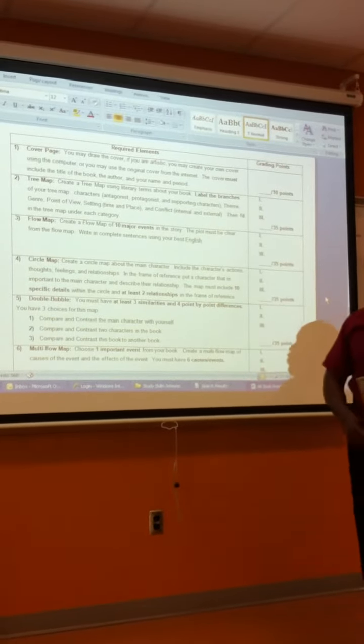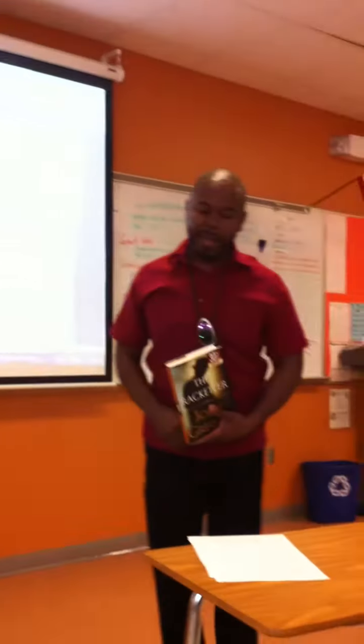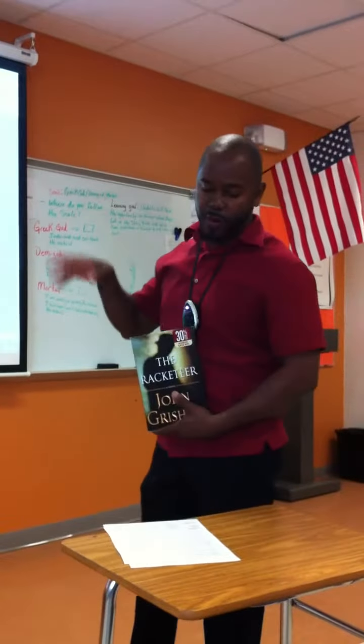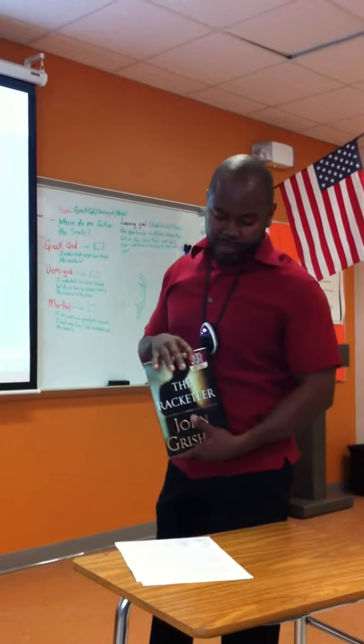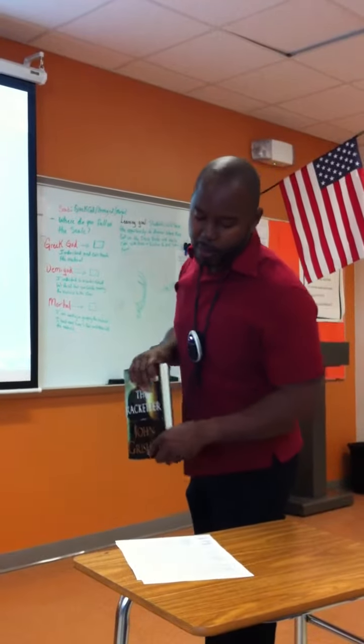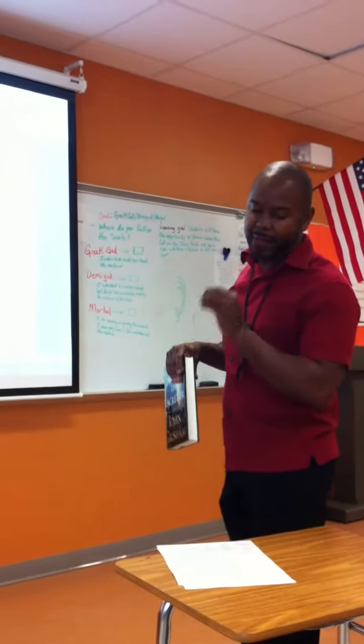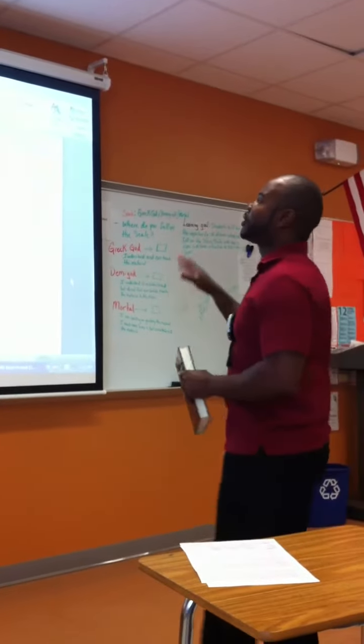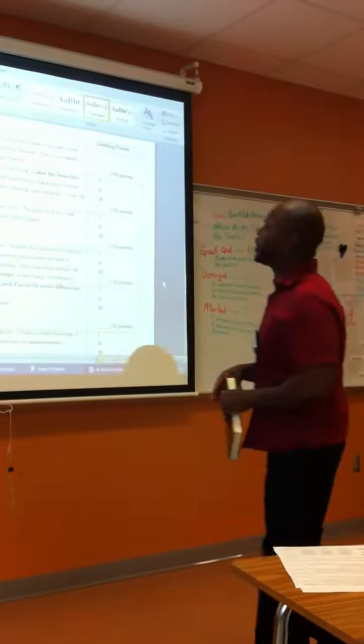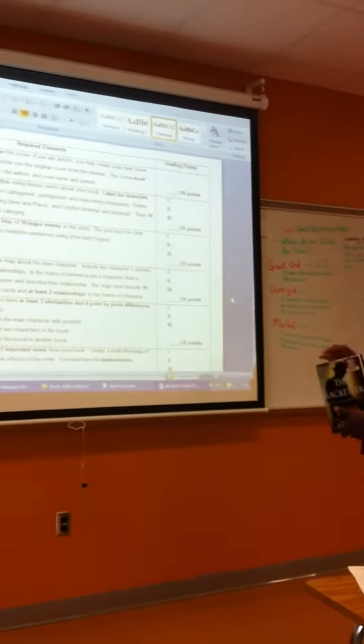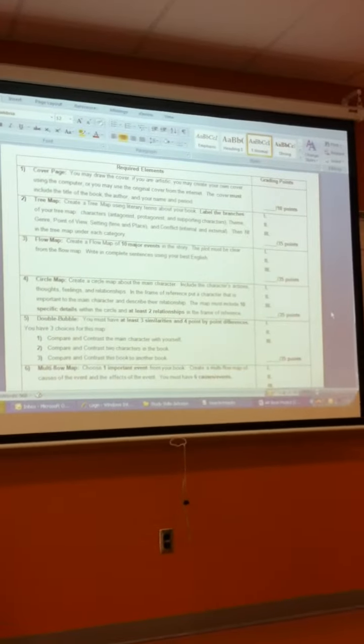The next thing is the tree map. We all know exactly what a tree map looks like, okay? I just gave you a perfect example of the branches. So what's going to happen with the tree map, we're going to talk exactly about the characters, okay? The characters of the book. Using literary terms about your book, okay? You're going to label the tree map with the characters. The antagonist, protagonist, supporting character.